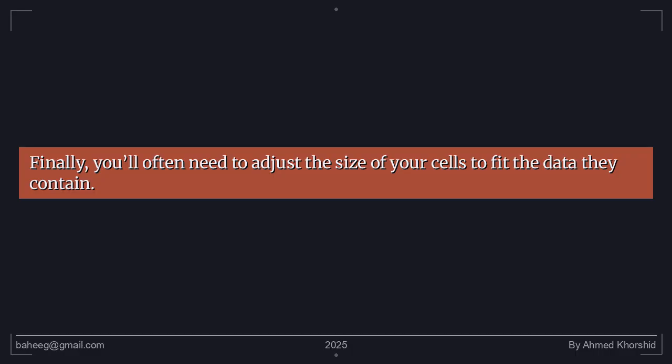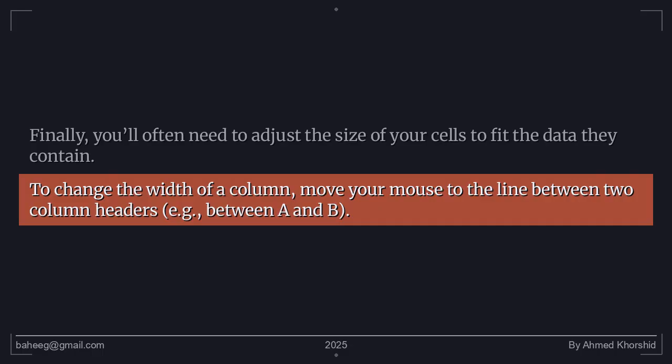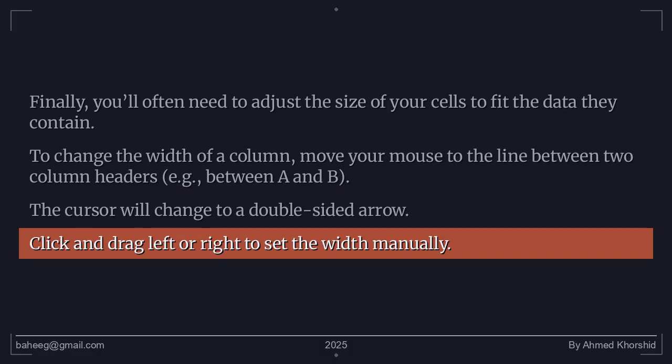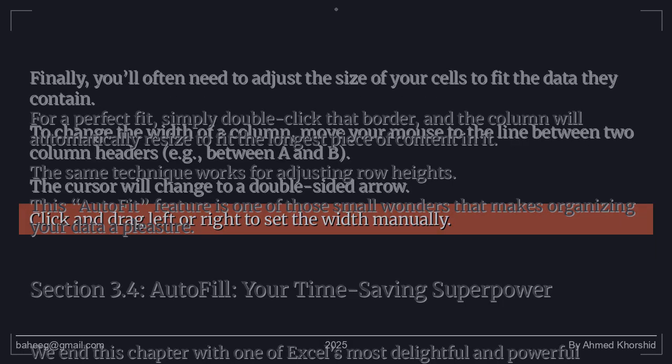Finally, you'll often need to adjust the size of your cells to fit the data they contain. To change the width of a column, move your mouse to the line between two column headers, e.g., between A and B. The cursor will change to a double-sided arrow. Click and drag left or right to set the width manually.